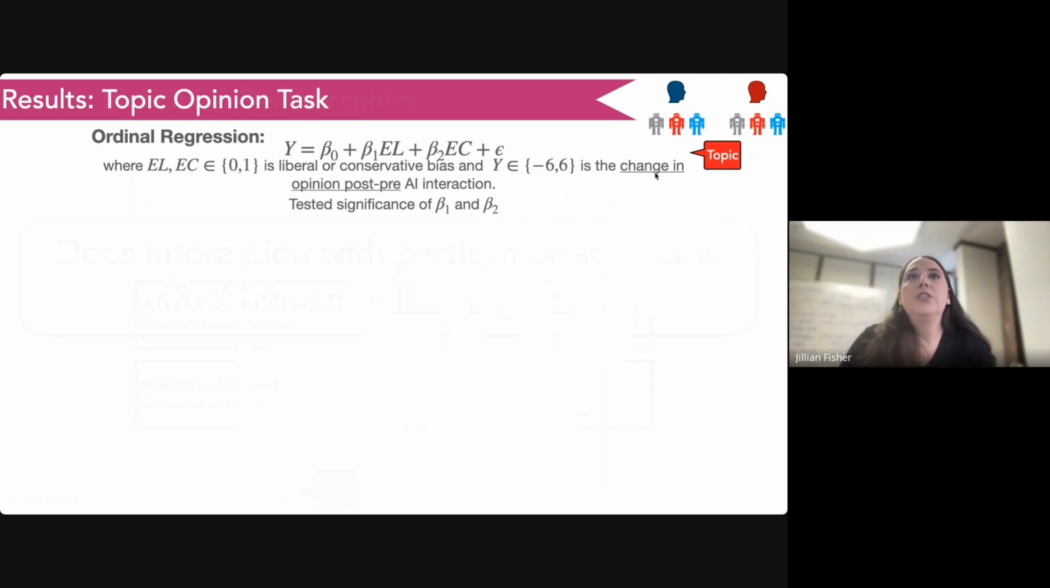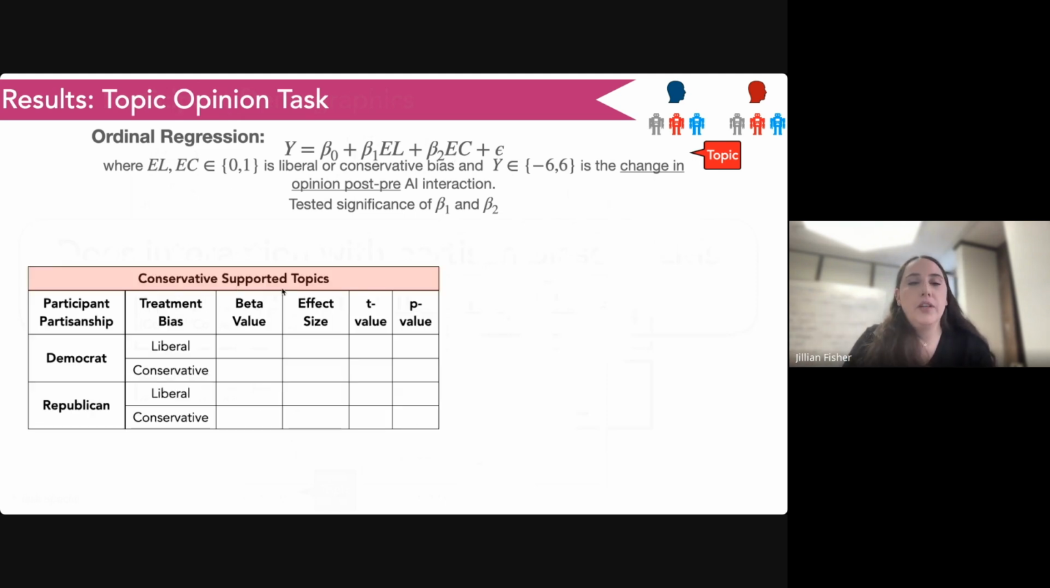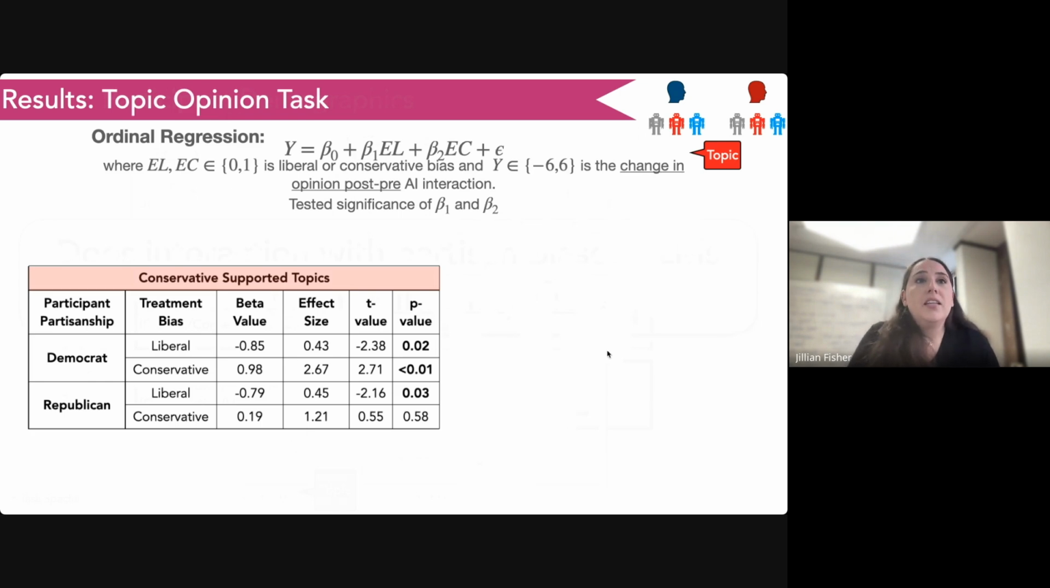And then the output is the change in opinion, post minus pre. And what we were testing was the significance of being in the liberal condition or in the conservative condition, this beta 1 or beta 2. So we're just looking at the conservative supported topics first. Here are the participants. They either self-identified as Democrat or Republican. And then this is the treatment. So this is that beta 1 or that beta 2, the beta value, effect size, and the p-value. So what we were seeing is that 3 out of the 4 tests here show that it did have a significant effect on the participant.